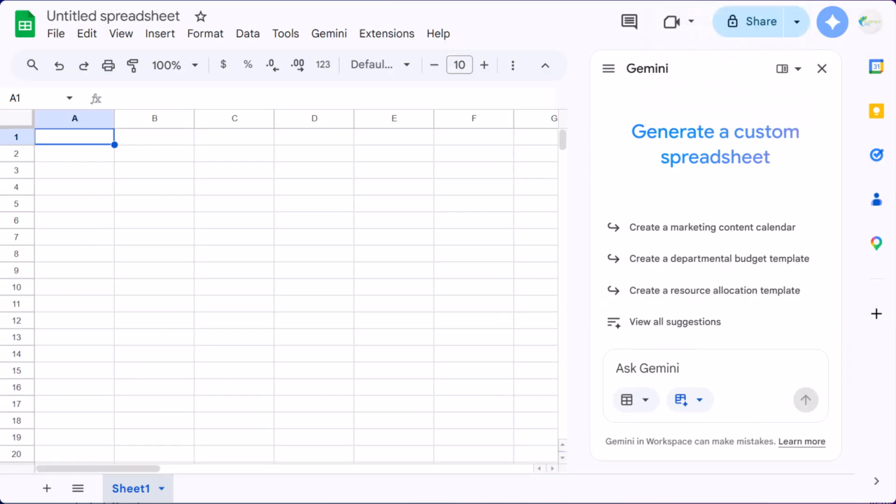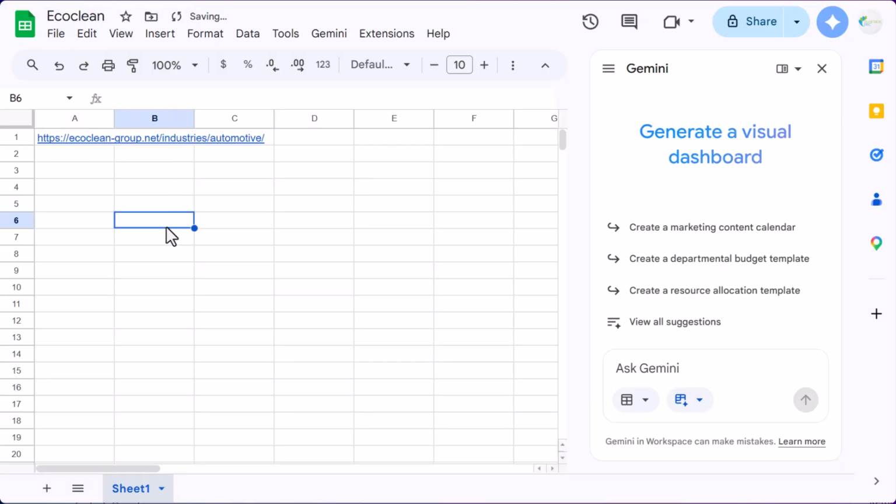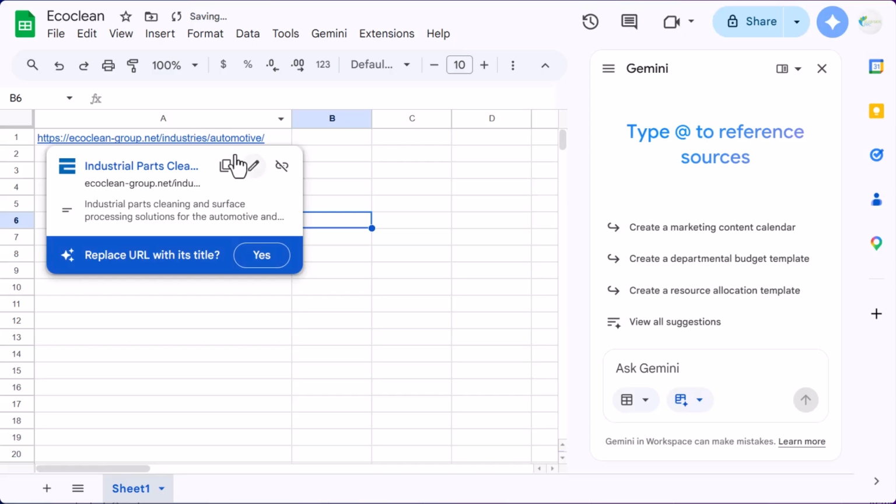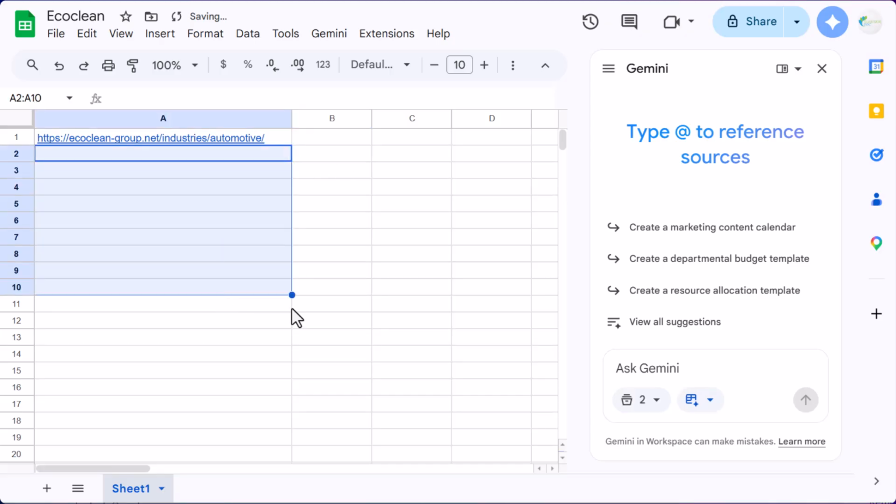And then what you can do is open up a spreadsheet, title your spreadsheet. So we'll say our Ecoclean spreadsheet. I don't even know if I'm saying that right. And basically what I do is I take that URL, and within that URL and underneath it, what you can do is start taking some keywords.